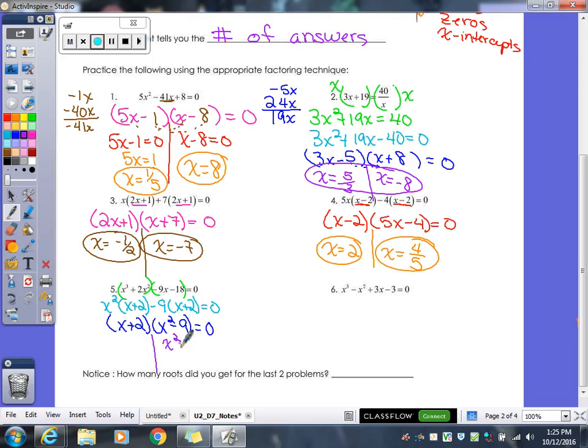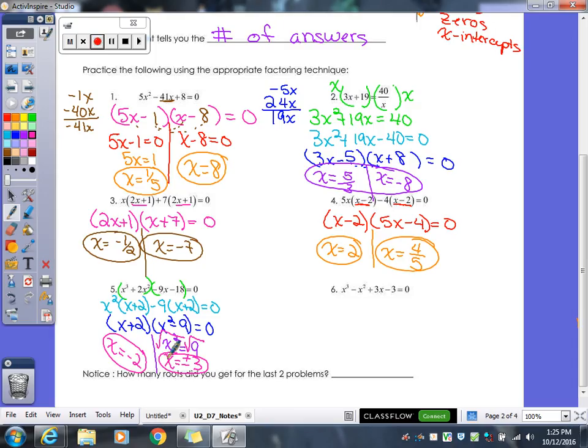If I add my 9 over, because I set it equal to 0, I get x squared equals 9. How do I finish solving that at this point? You take the square root, and when you introduce a square root, it becomes positive or negative 3. Plus or minus 3. The other way you could have done it is factored this into x minus 3, x plus 3. So your answers are negative 2, and then positive 3, and negative 3. Okay.